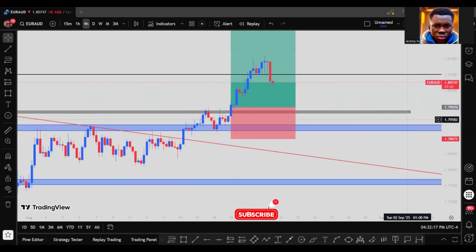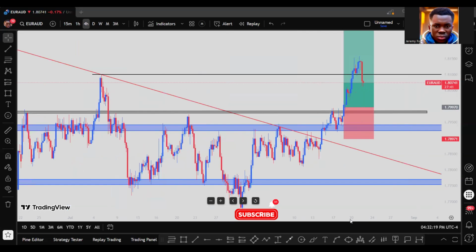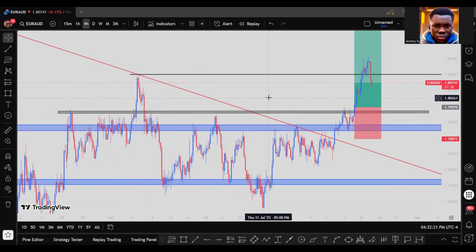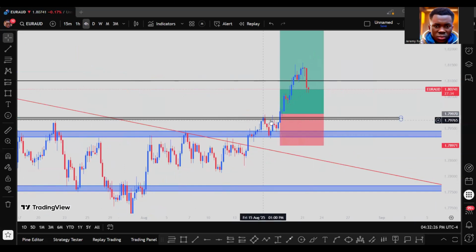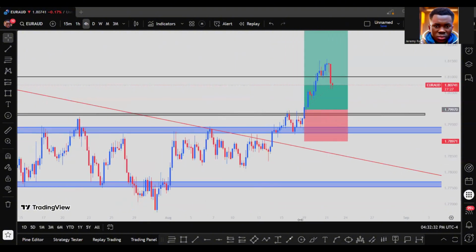So when I discovered that there was a minor level here, as you can see, around this region, I wanted to go into a buy trade as soon as price broke above here. But when I saw that price was getting ejected from this key level, as you can see, this key level here, you can see what happened here.